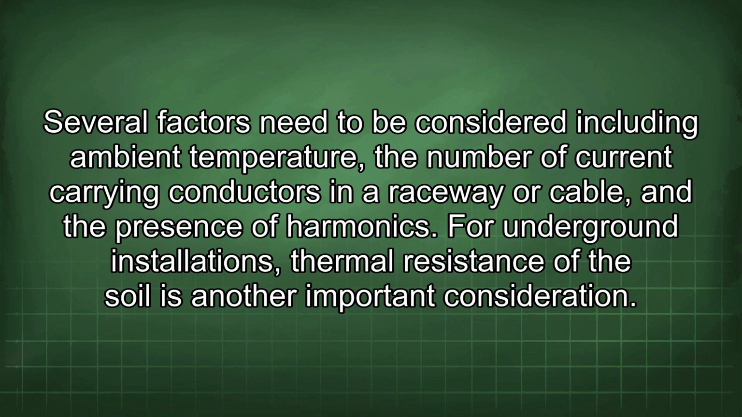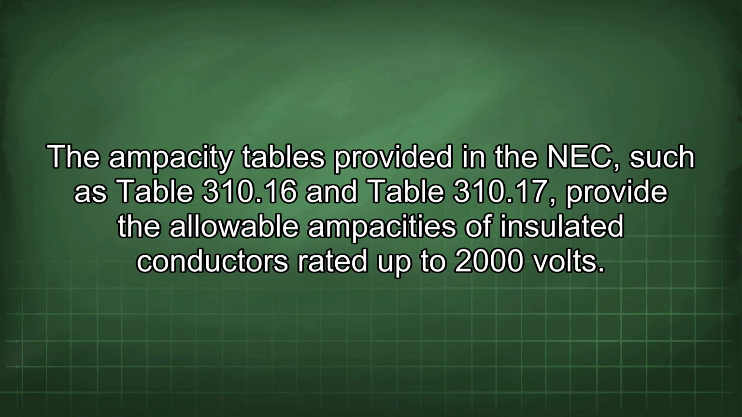The NEC provides guidance for derating conductors in various conditions. Several factors need to be considered, including ambient temperature, the number of current-carrying conductors in a raceway or cable, and the presence of harmonics. For underground installations, thermal resistance of the soil is another important consideration. The ampacity tables provided in the NEC, such as Table 310.16 and Table 310.17, provide the allowable ampacities of insulated conductors rated up to 2000 volts.